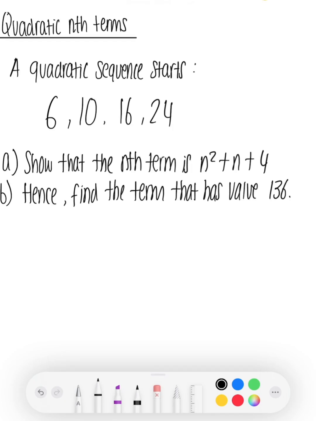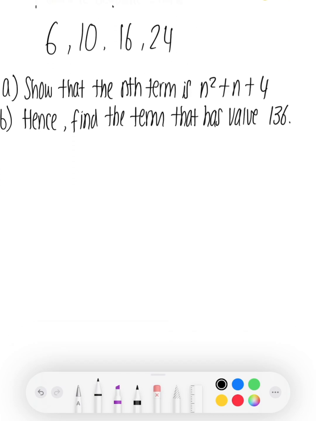Now another thing to look out for in GCSE higher tier exams is these questions where there's two parts and one of them is telling you to show that that is the nth term, or you've got a situation where you need to find the term that has a particular value. So let's look at how to answer this one. So for part A, we've been told to show that the nth term is n squared plus n plus 4.